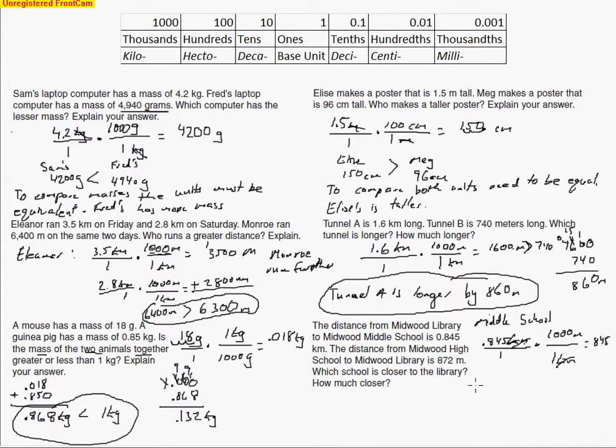So which one's bigger? Well, 845 meters is less than 872 meters. So that tells us that the middle school is closer. The middle school is closer. Now by how much? Well, all we have to do is subtract. So let's do that. 872 minus 845. So we do that subtraction, borrow a bit, and we end up with 27 meters. So it's closer by 27 meters. There would be our answer.